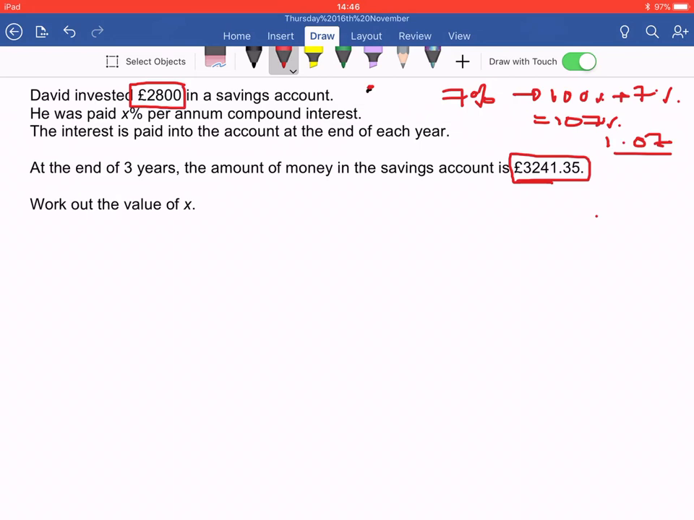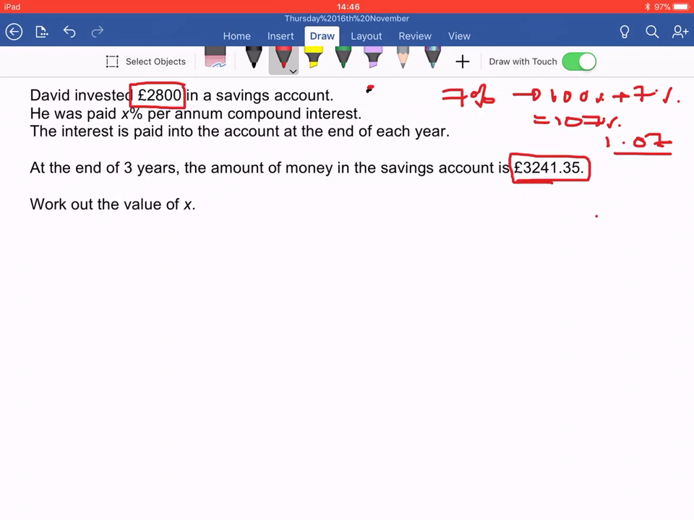So it says that David invested £2,800 in a savings account. He was paid X% per annum, which is per year, compound interest. The interest is paid into the account at the end of each year. At the end of 3 years, the amount of money in the savings account is £3,241 and 35p. We want to work out the value of X.